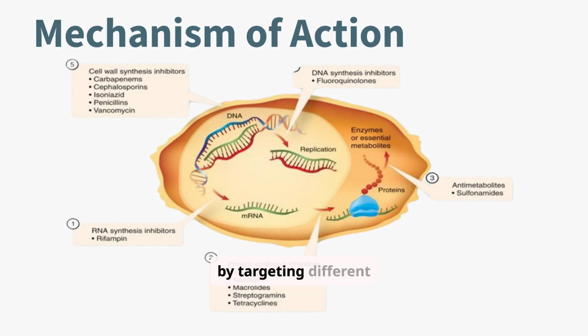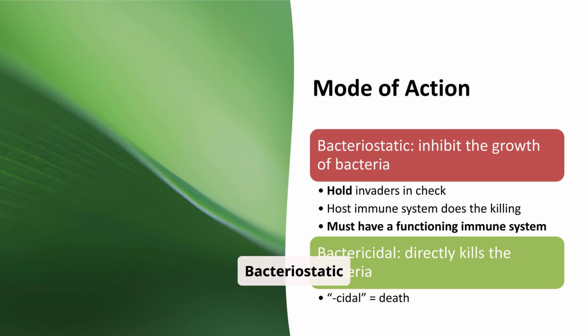Antibiotics work by targeting different processes within the bacterial cell, such as RNA synthesis, protein synthesis, DNA synthesis, or cell wall synthesis. Each class of antibiotics has a specific mechanism of action. Bacteriostatic agents inhibit bacterial growth, allowing the host's immune system to eliminate the infection. Bactericidal agents directly kill bacteria.